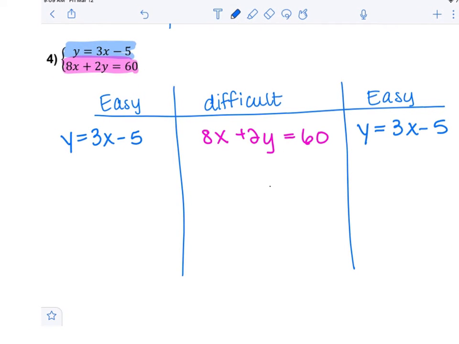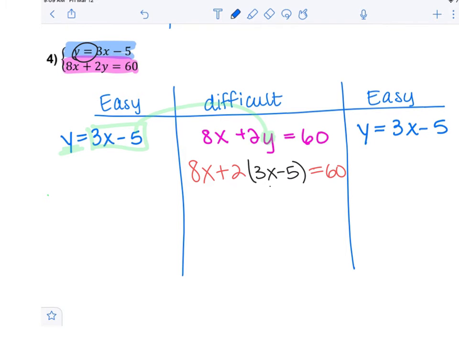But the one with y equals, again, is the one that we're going to use for our easy. Okay? So again, pause the video, try substituting, see if you get it right. We're going to take this 3x minus 5, and because we're y equals in our easy, we're going to take the y out of our difficult and put it in there. So we're going to have 8x plus 2. Now we put our parentheses because we're going to substitute 3x minus 5 and continue our equation equals 60.